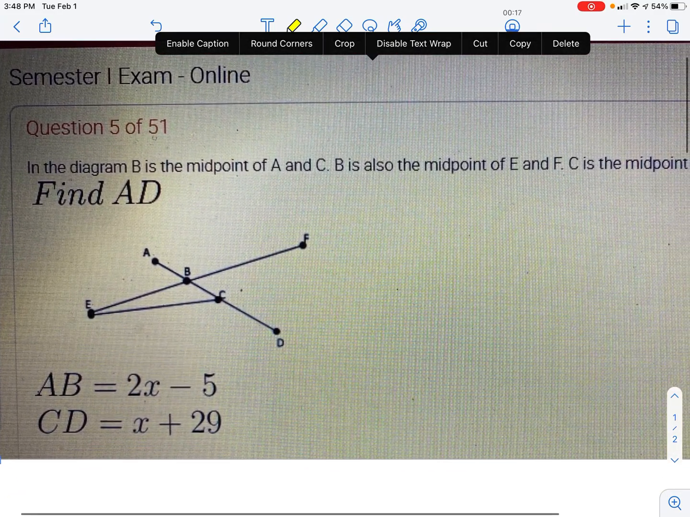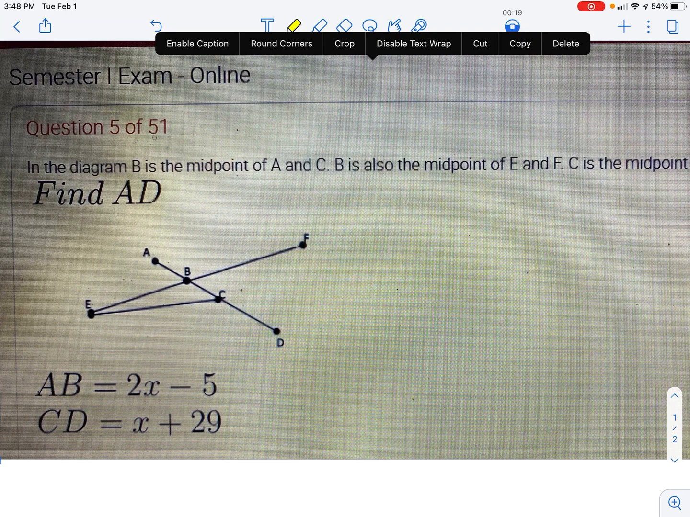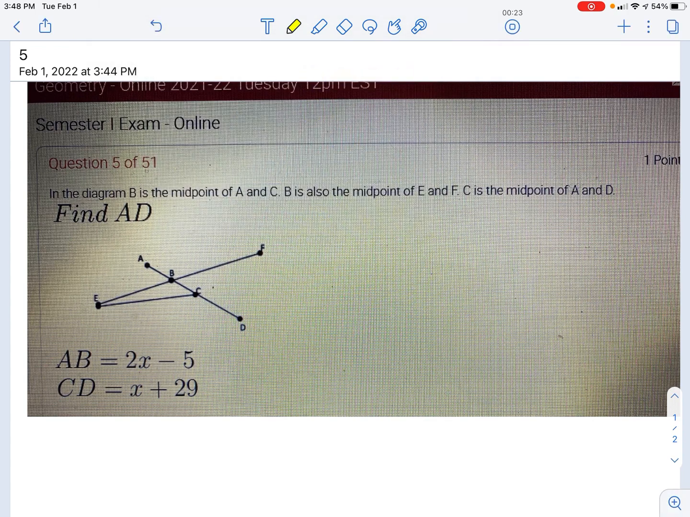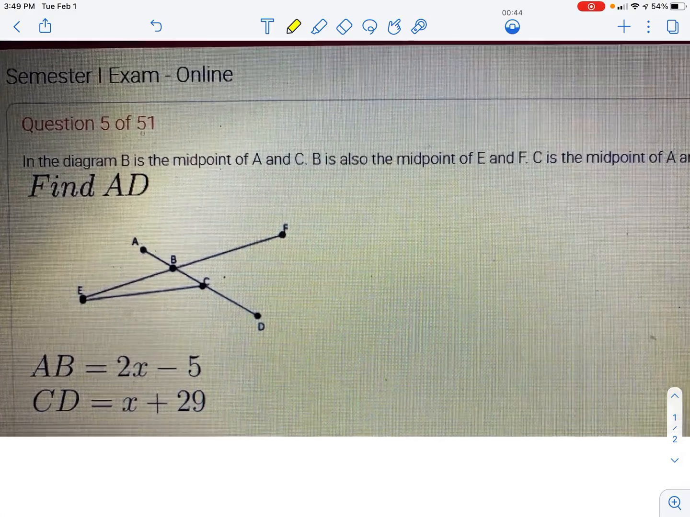All right. In this diagram, we are told that B is the midpoint. B right here is the midpoint of AC. Okay, so that means if I take this line segment right here, B is right smack in the middle of that. So what that tells me is that the segment AB and segment BC are going to be the same measurement. Well, why is that important? Well, watch, I'm going to mark it up.